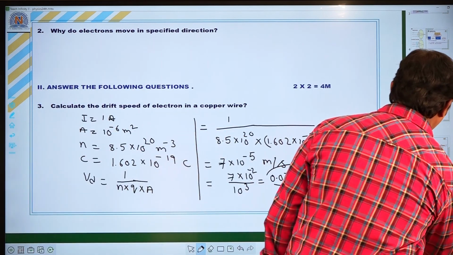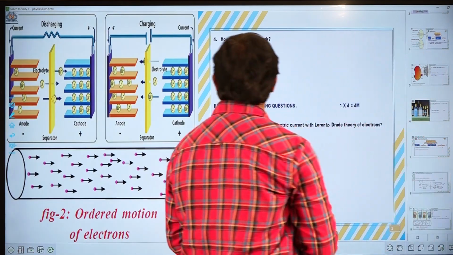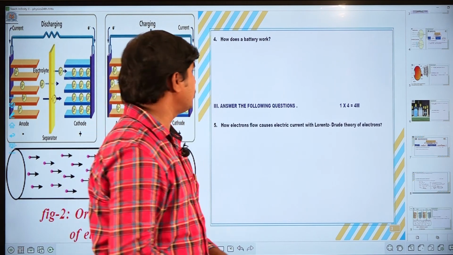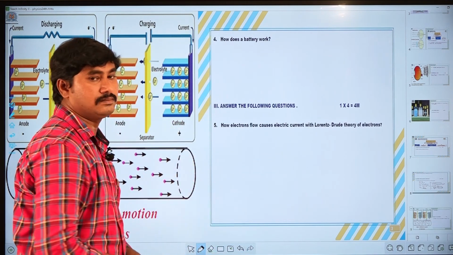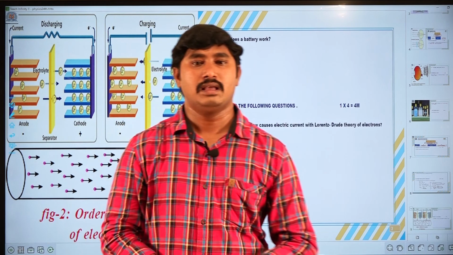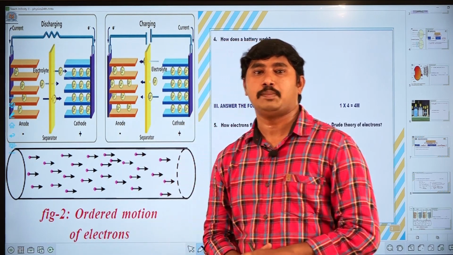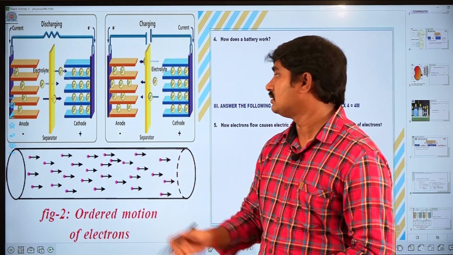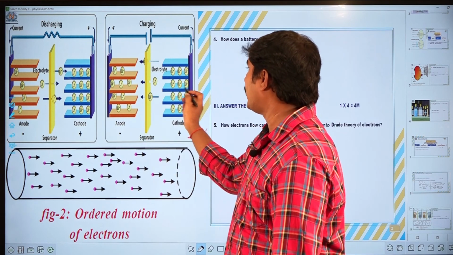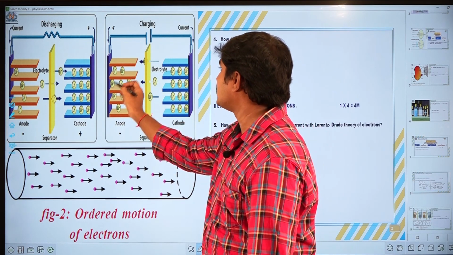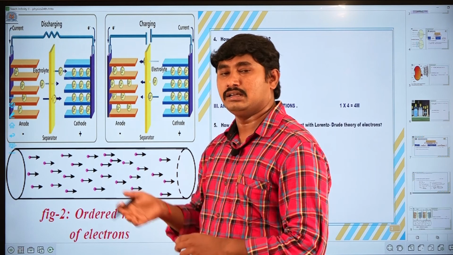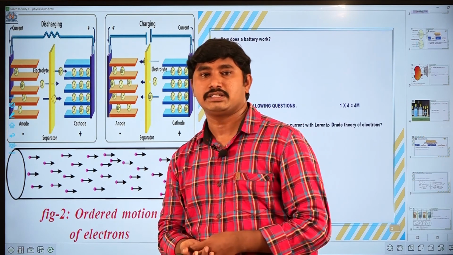Next, go to the fourth question. The question is, how does a battery work? See here, the battery contains two plates with an electrolyte. So, the battery contains two plates: one is a positive plate, one is a negative plate, along with the electrolyte.